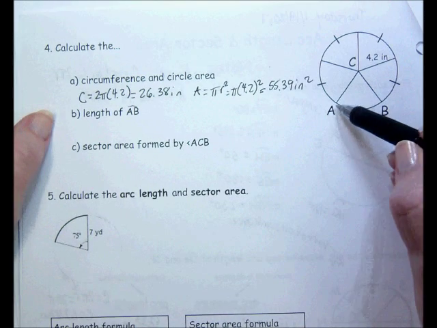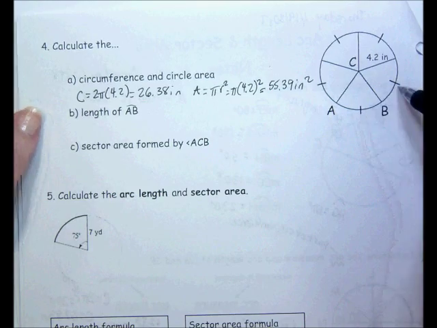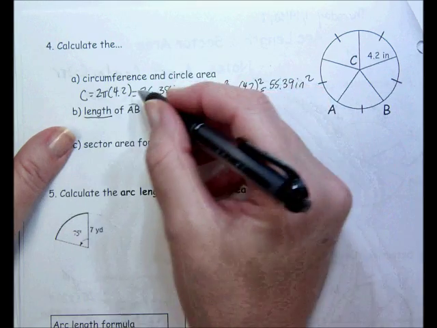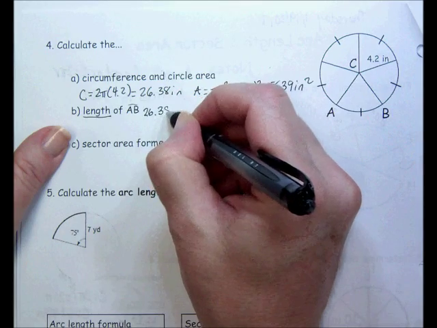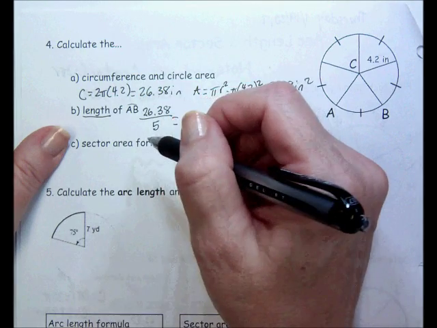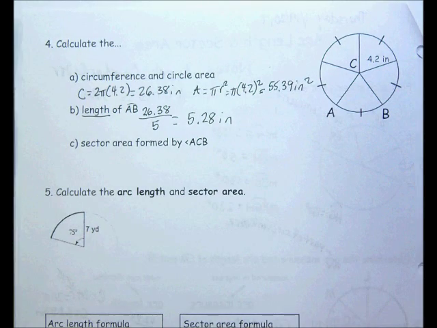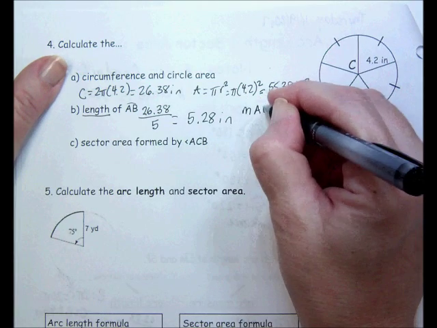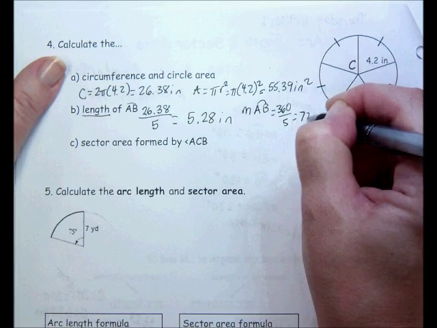So the next step it wanted me to find is the length of AB. And you can tell from my circle that it is divided into 1, 2, 3, 4, 5 equal parts. So I want the length, so I'm dealing with part of the circumference. So I know my whole circumference is 26.38, and it's divided into 5 equal parts. And when I divide it by 5, then it's 5.28 inches. Now, if I asked you the measure of arc AB, now it didn't ask you this, but I would find 360 divided by 5, and it's 72 degrees.